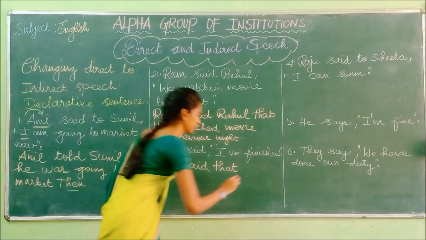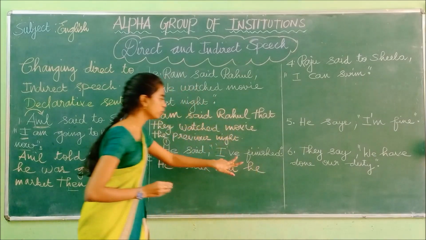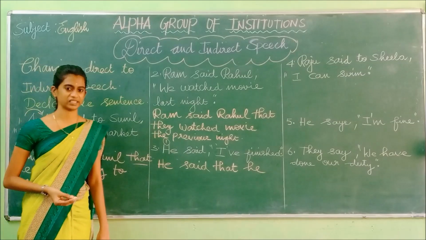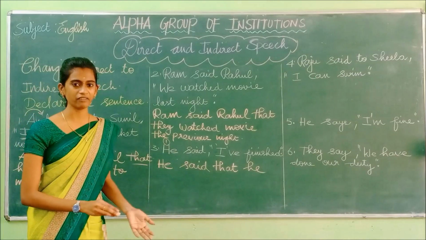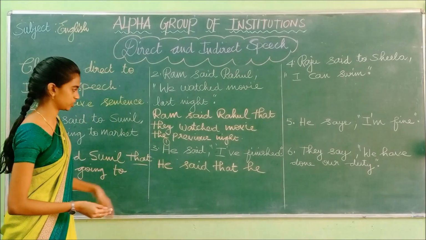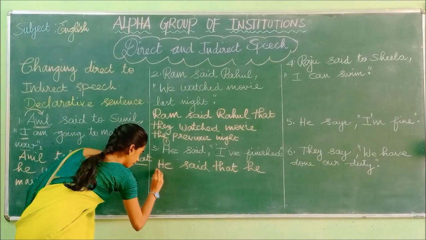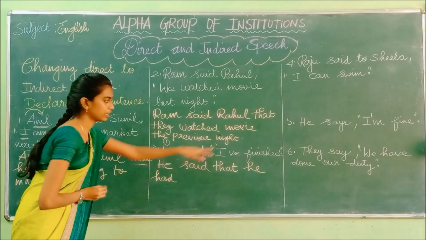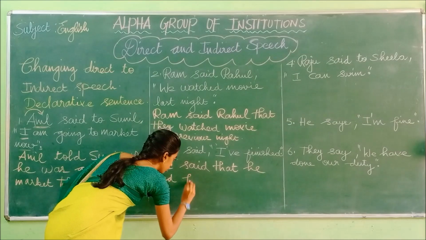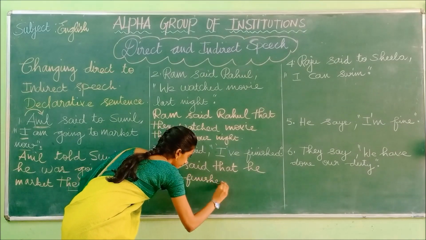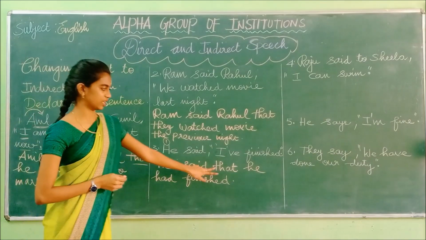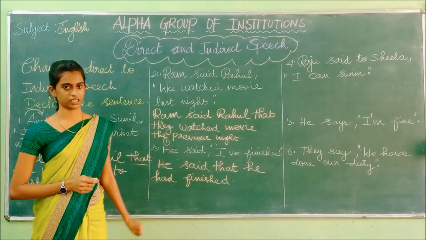He said that he. And how will the "have" be changed by writing indirect speech? Yes, "had". The "has" and "have" in direct speech will be changed into "had" in indirect speech. So that he had, H-A-D, had. And at last "finished". So "finished" is already in the past tense, so we have to write as it is. Have you understood? He said that he had finished.